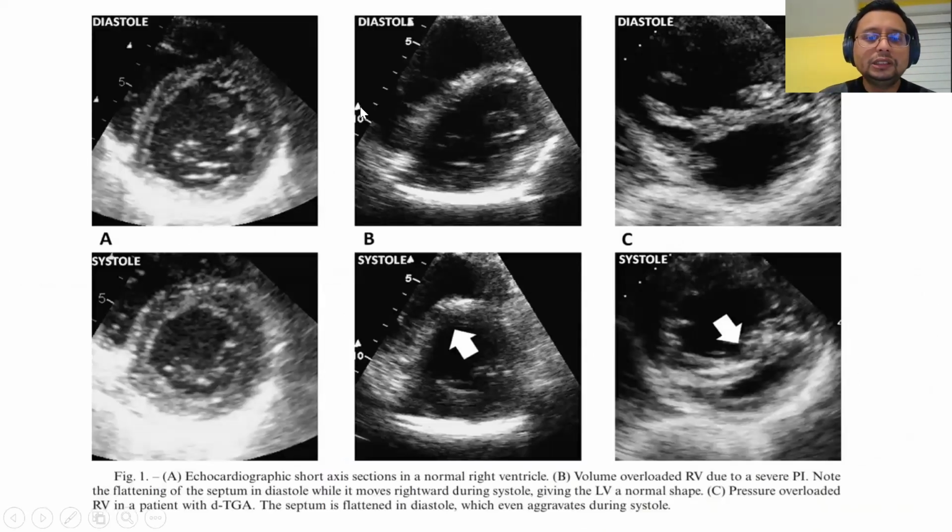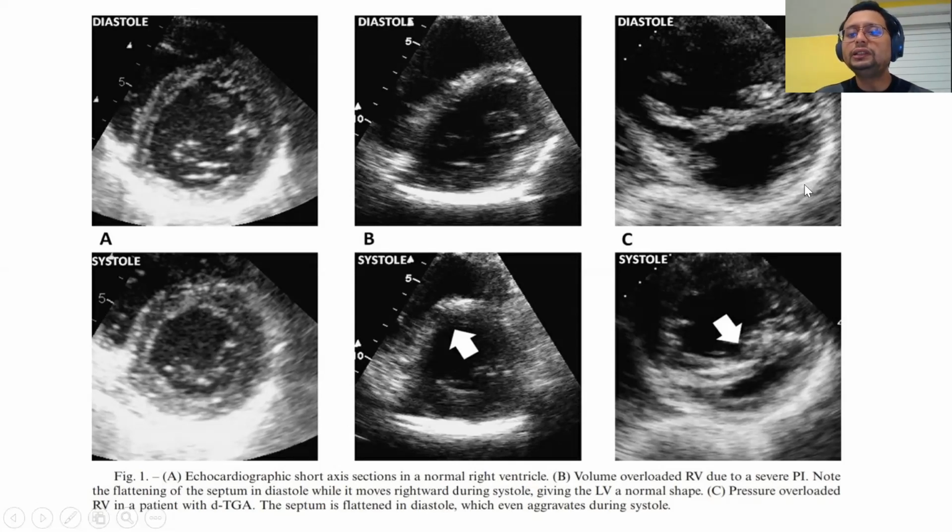Now, this is the appearance of interventricular septum, and the appearance of interventricular septum is sometimes confusing. What is the difference between volume overload of the right ventricle and pressure overload of the right ventricle? In volume overload of the right ventricle, during diastole, the septum is flat. However, during systole, it becomes round again. Diastole, it is flat. Systole becomes round. That is the volume overload of the right ventricle. Now, pressure overload of right ventricle, it is flat in diastole and also flat during systole.